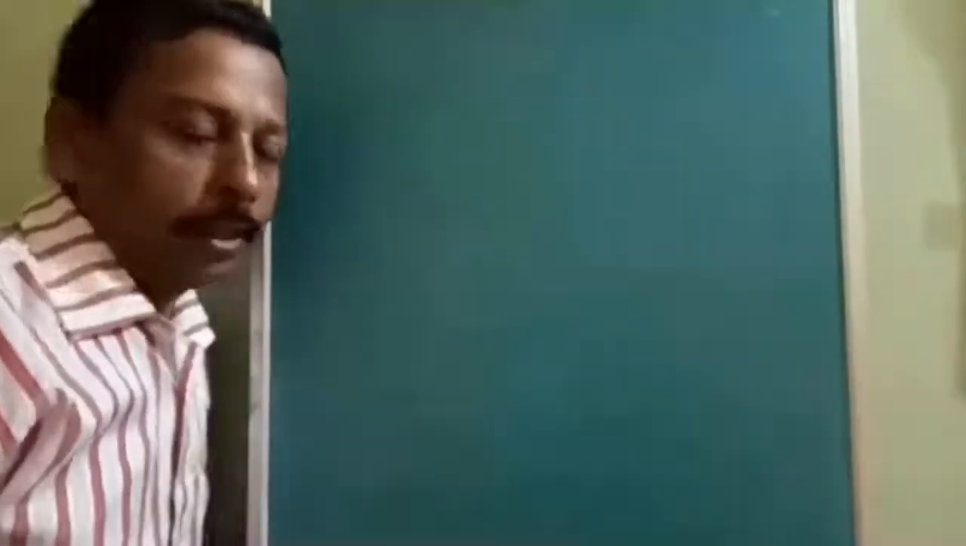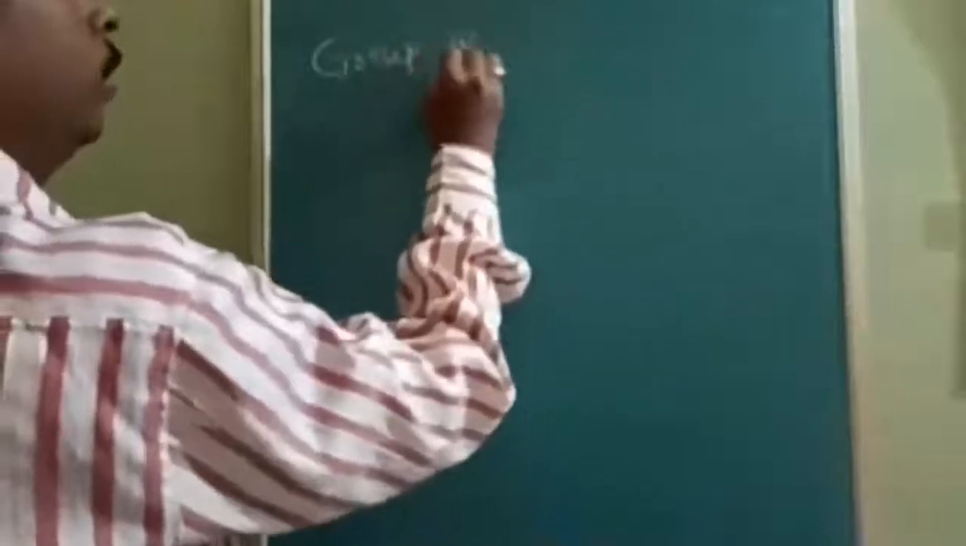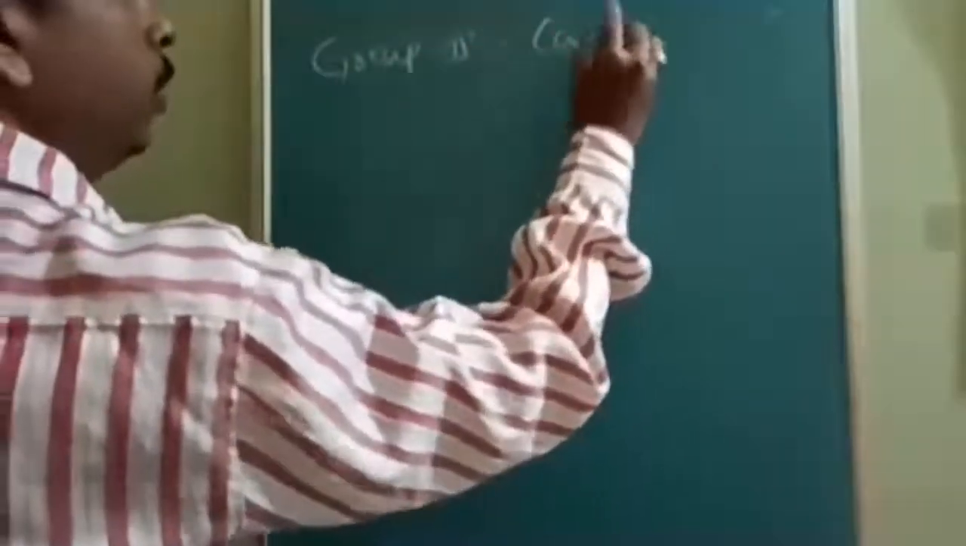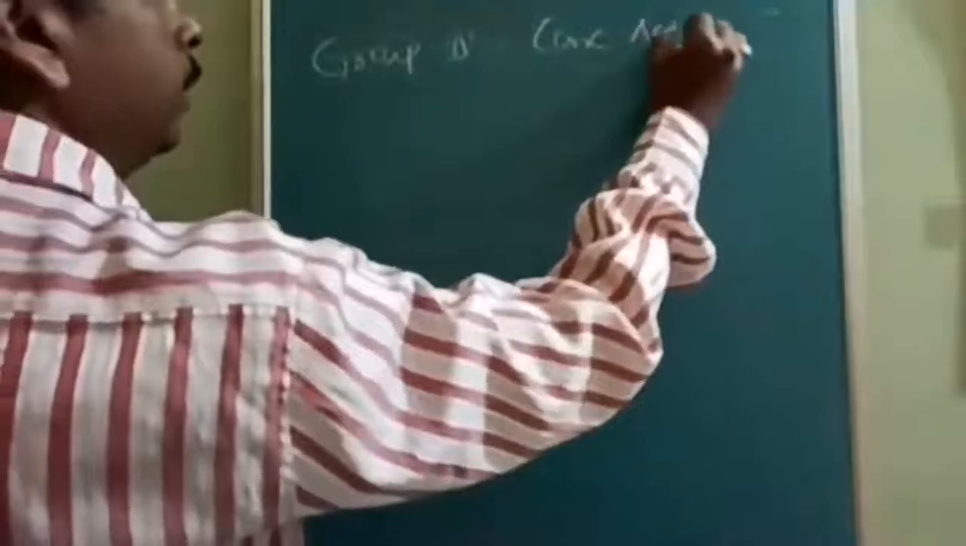Okay, now we are starting with group 2. Understood? Group 2 acidic radical. Group 2 acidic radicals are also called concentrated acid radicals.